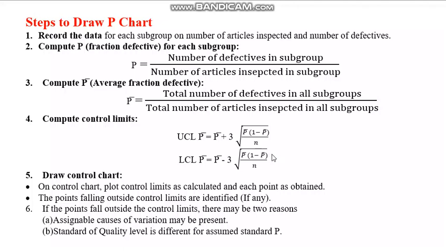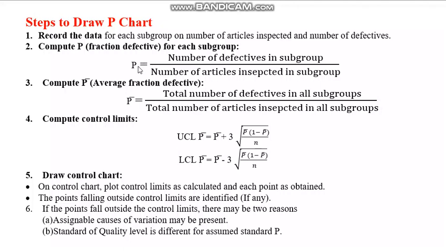Now the upper control limit is p bar plus 3 square root of p bar into 1 minus p bar upon n, and the lower control limit is the same, only here instead of plus we are using minus. So these are the control limits. You will find out these two values. Once you find these, these are the upper control limit and lower control limit, and this is the center line p bar.